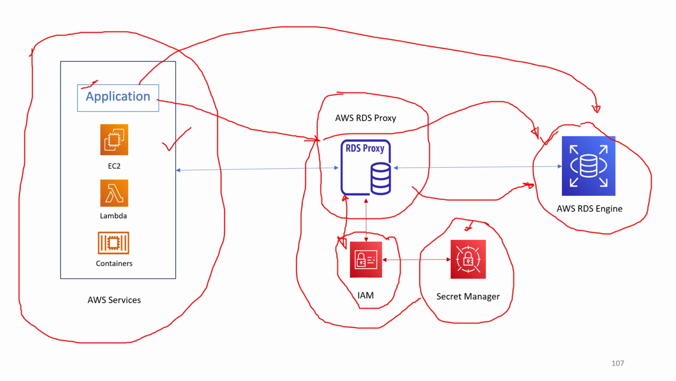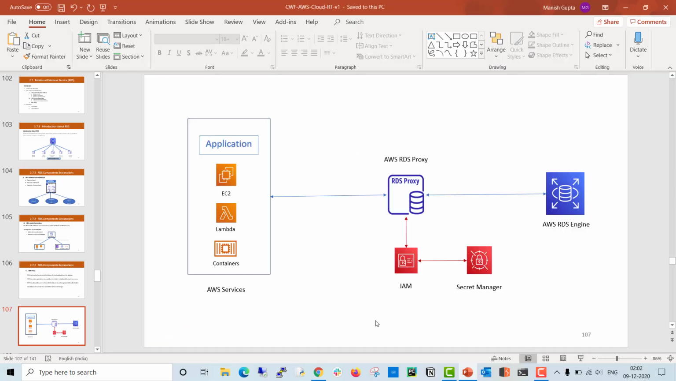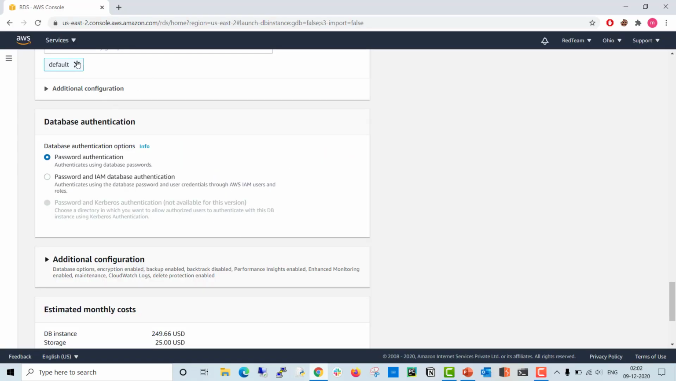So the proxy itself helps you. Even if you have password-based authentication, it will retrieve the password from Secrets Manager. Even if you have identity-based or IAM-based authentication, it will fetch the token from here and authenticate to your database engine. So this is how RDS proxy will help you. I will show you how it looks in practical. So suppose I'm logging in.